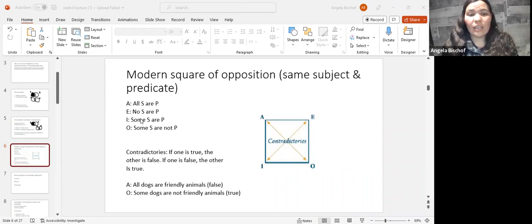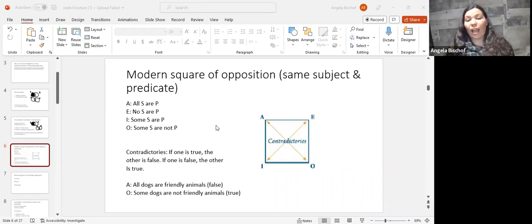So here are the examples, right? All S are P. The E statement's still going to be universal negative. We're going to keep the same subject and predicate: no S are P. The I statement, a particular statement, some S are P, same predicate, same subject, and then the O statement, some S are not P. Same subject, same predicate, but remember everything else about these A, E, I, and O statements remains the same.